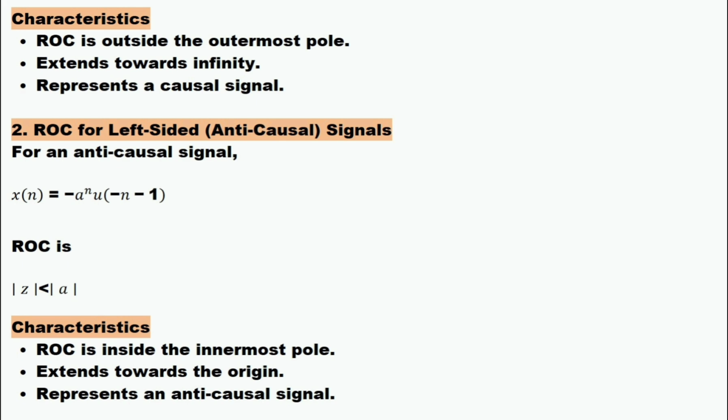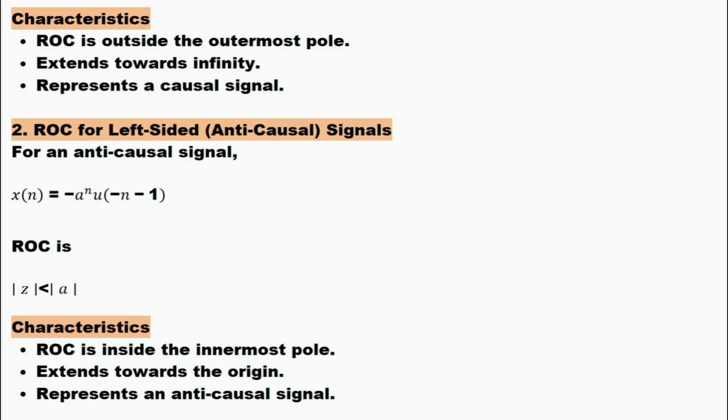Okay, so here ROC is modulus z is less than modulus a. Previously we had modulus z greater than modulus a, but here modulus z is less than modulus a. Okay, and the characteristic I have also given: ROC is inside the innermost pole.